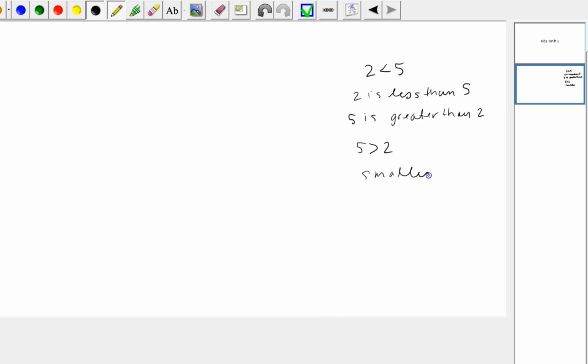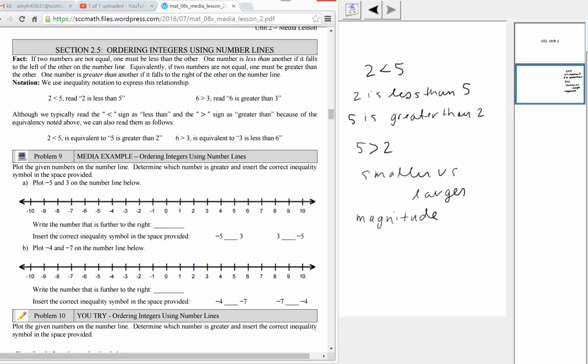Smaller versus larger. These terms really seem to connect to the idea again of magnitude. Okay, so we like to use the words less than or greater than when we're talking about negative numbers, because that doesn't seem to refer to magnitude, or at least we want them to get to associate less than greater than with relative position on the number line.